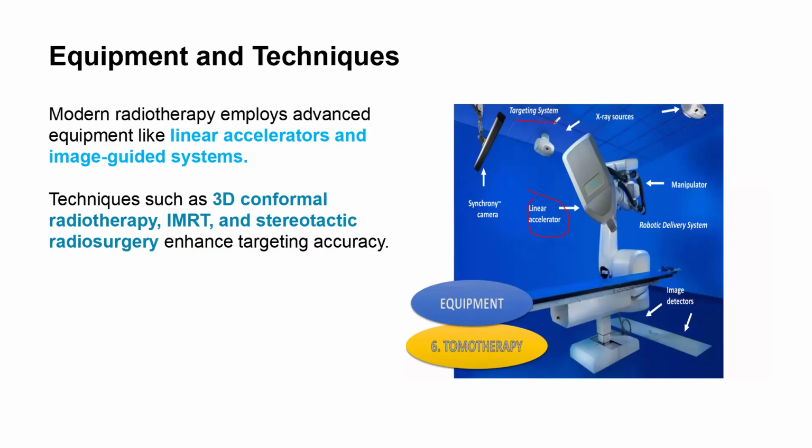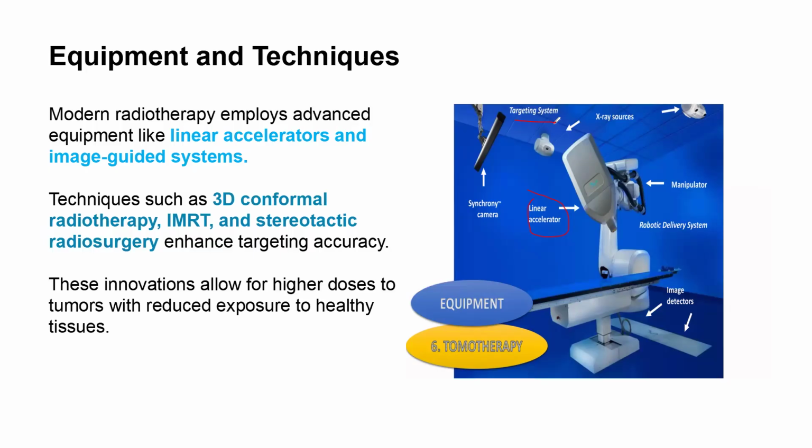accuracy of the disease. So these innovations allow for higher doses to tumors with reduced exposure to healthy tissues. Because if you are guided to exactly where the tumor is, of course, it will enhance the accuracy, and it will also reduce the exposure to the healthy tissue. So it is very important.